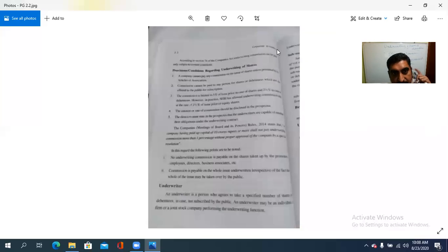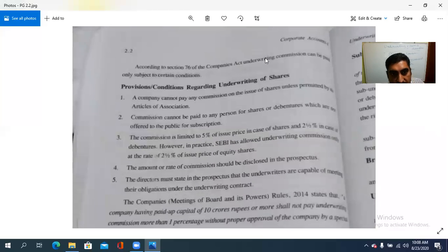Then we see the provisions, or the conditions, regarding how this purpose is to be carried out. How is this done?